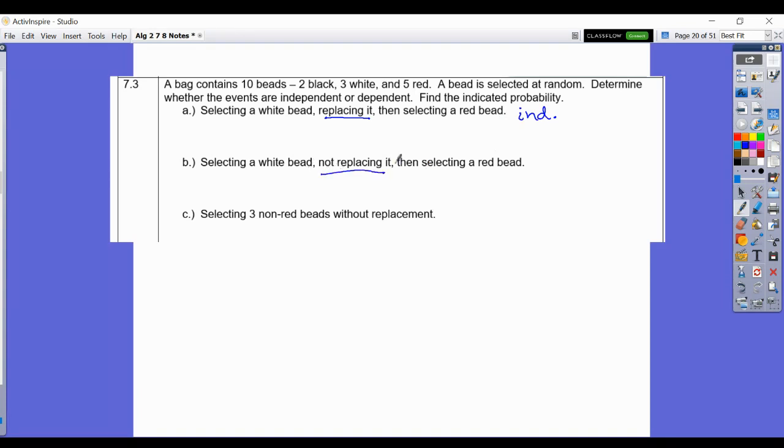Let's just read these real quick and see. This one is not replacing, so that's dependent. And this is without replacement. Well, that's the same as not, so that's going to be dependent as well. So we've answered that part. Let's go ahead and solve the problems now.